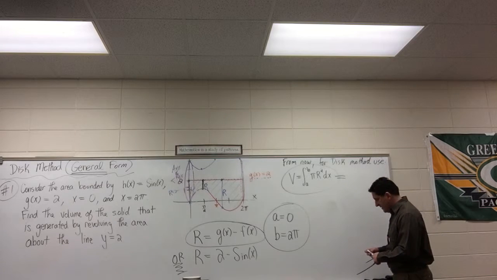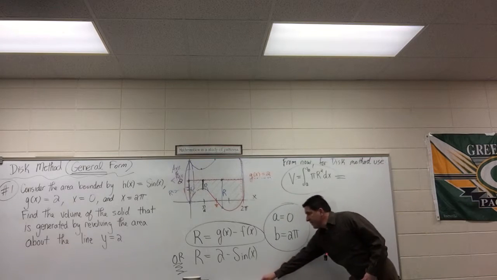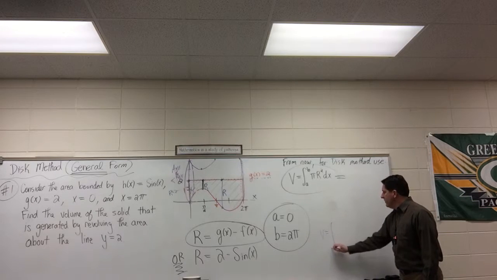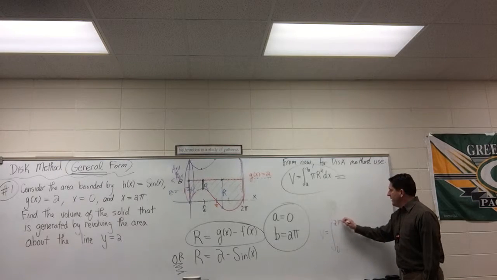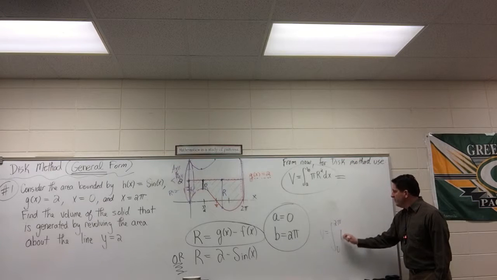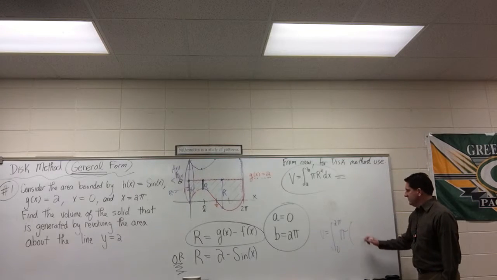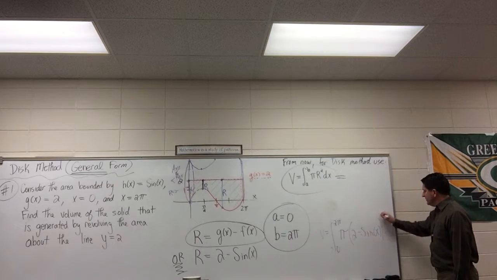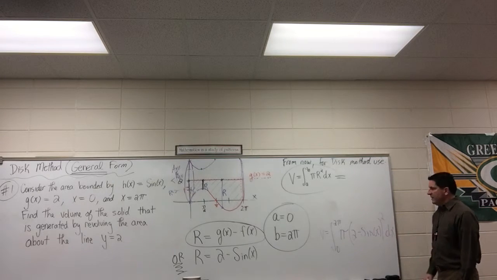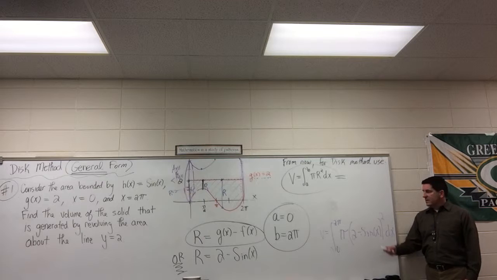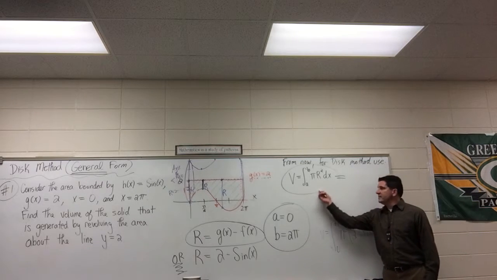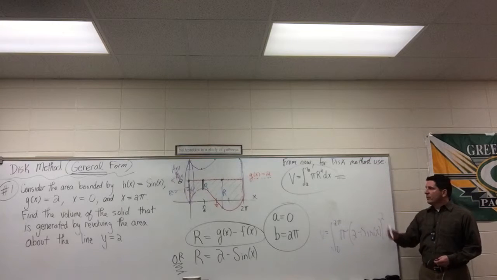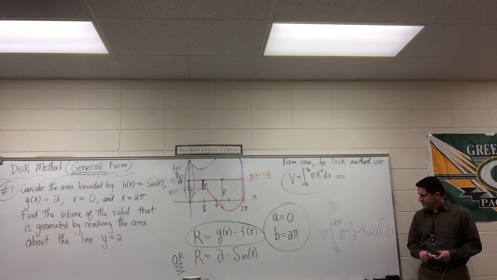It's the same exact thing. The volume is equal to the integral from 0 to 2 pi of pi times 2 minus the sine of x, squared, dx. This and this, as long as we identify those, are exactly the same. All right, go get me an answer.